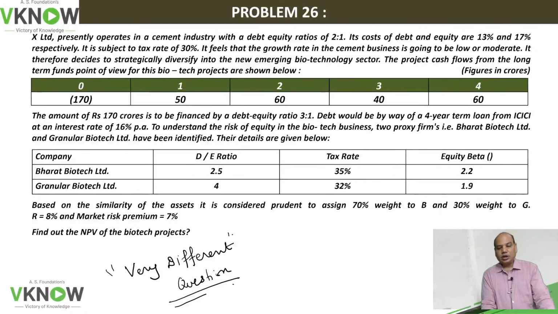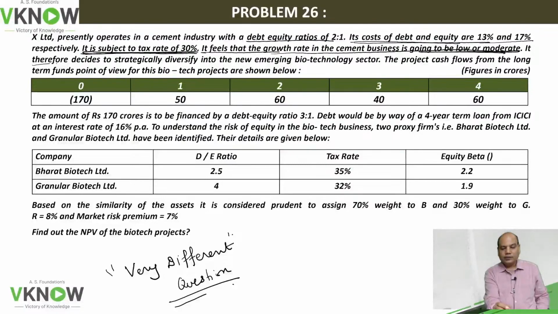X Limited presently operates in a cement industry with a debt equity ratio of 2:1. It consists of debt and equity. Cost of debt and equity are 13 and 17% respectively. It is subject to a 30% tax rate. It feels that growth rate in the cement company is going to be low or moderate. It therefore decides to strategically diversify into the new emerging biotechnology sector.